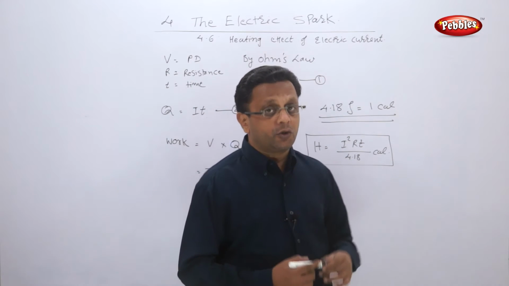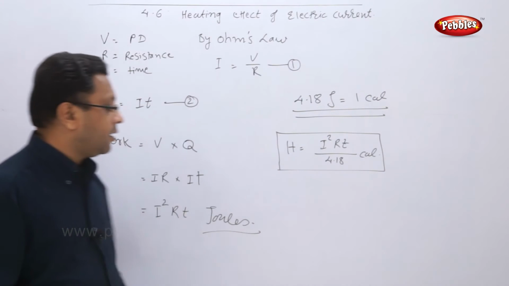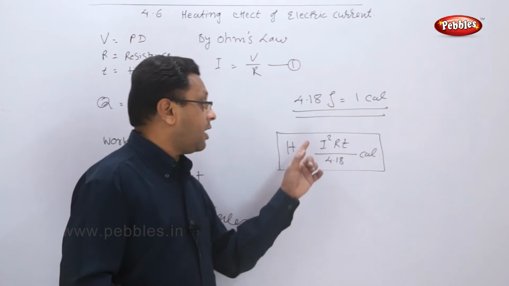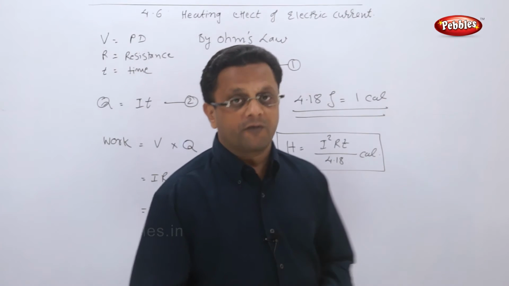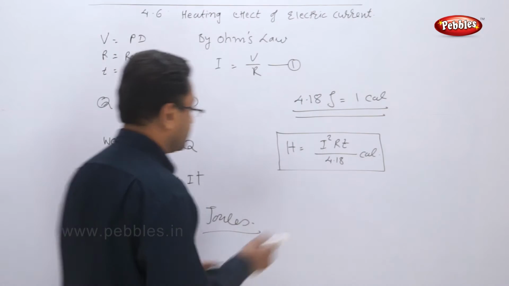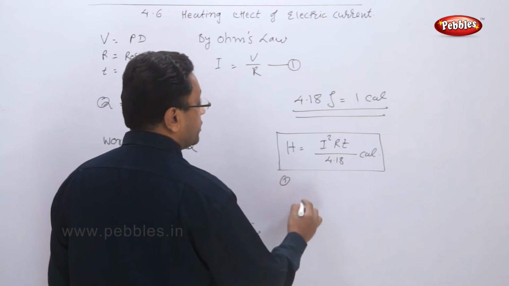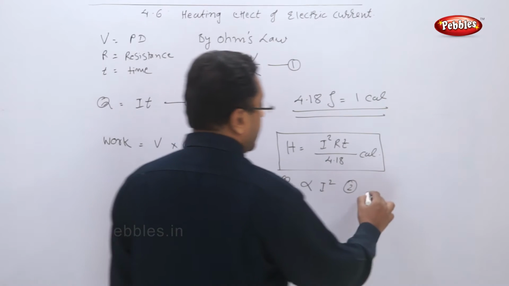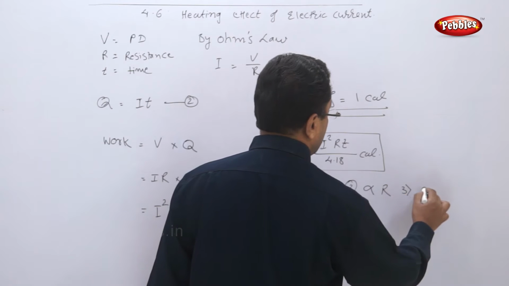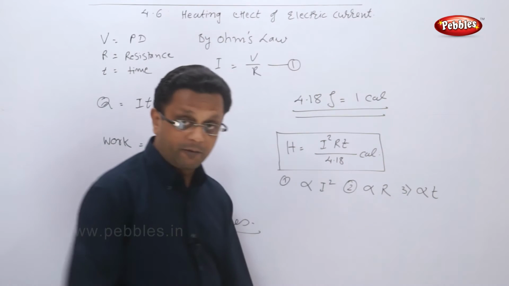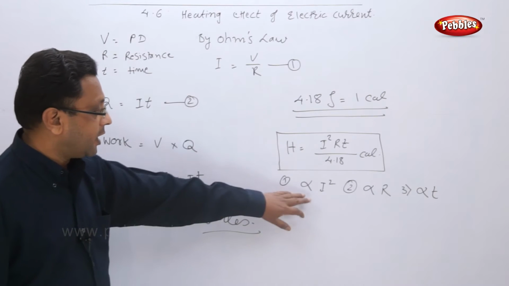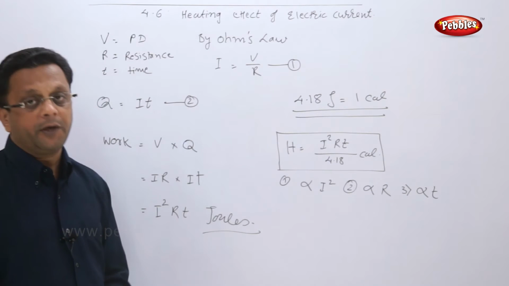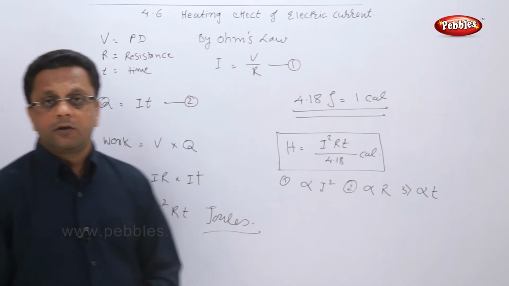So now how will you state Joule's law? Joule's law states that the amount of heat generated H in a conductor of resistance R when the current I flows through it for t amount of time is, first, directly proportional to the square of the current, second, directly proportional to resistance, and third, directly proportional to time. Mind well, you have to write this in words. I have shown the directly proportional sign and the notations, but you have to write that in words. Okay. This is Joule's law.